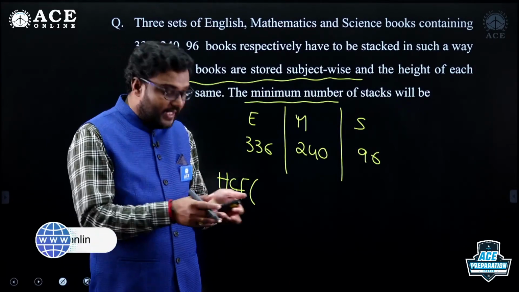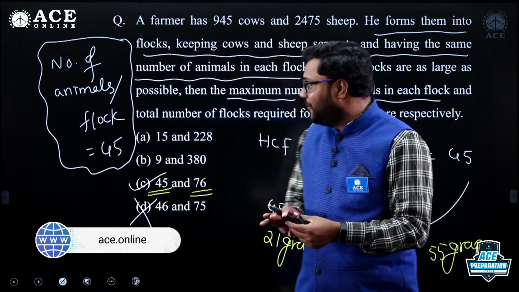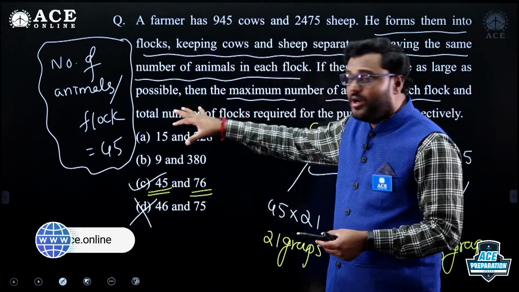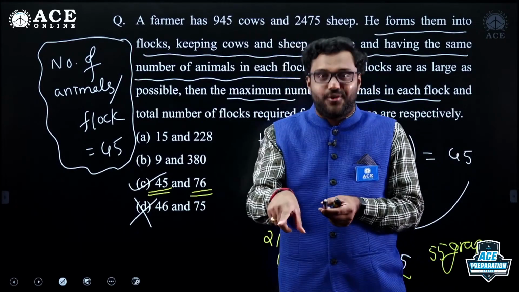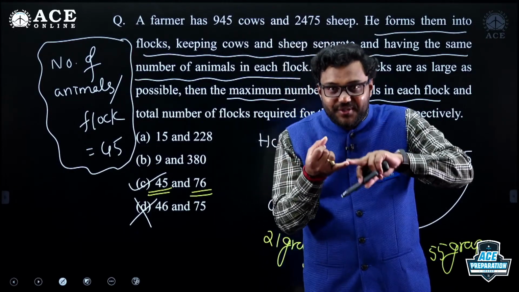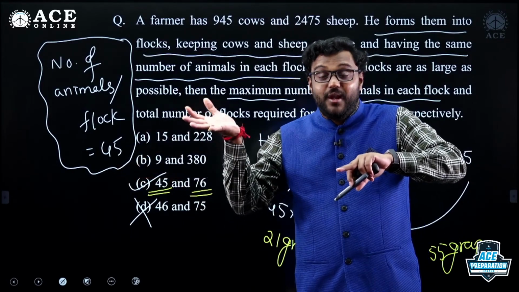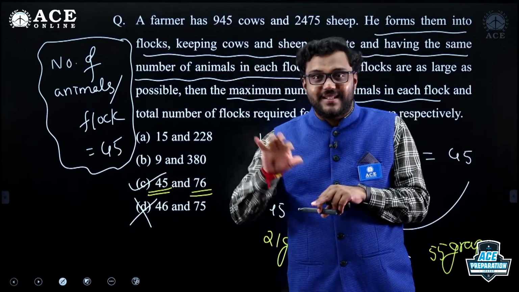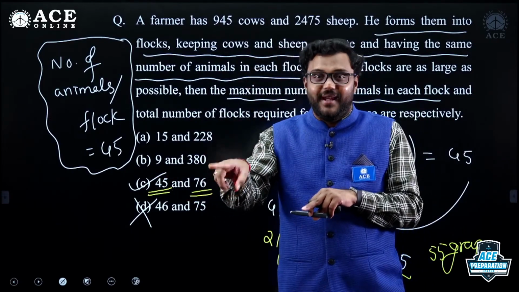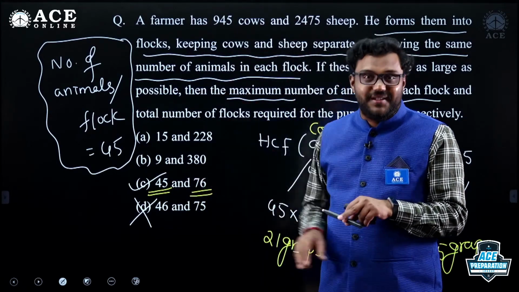More books. See, in the previous one, they can also ask, what is the least number of groups required? Means when you get the least number of groups, there are more animals in each group. All groups should have the same number of animals. Okay, more number in each group. All groups same, more, highest, same, means equal, common, HCF we are applying. Least groups is 76, satisfying all those conditions.